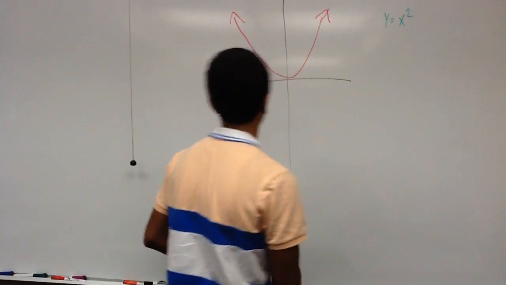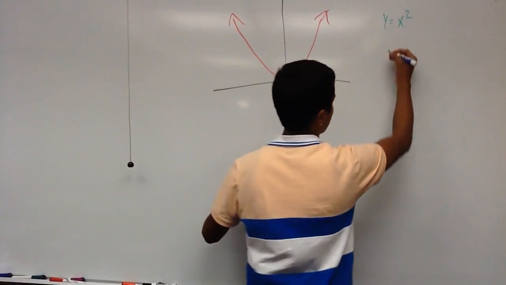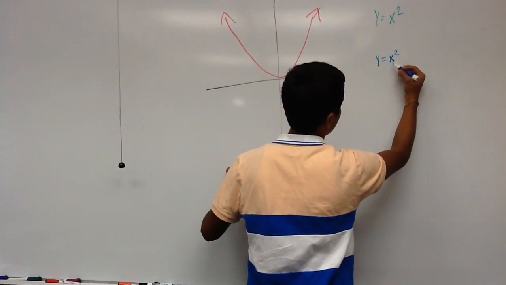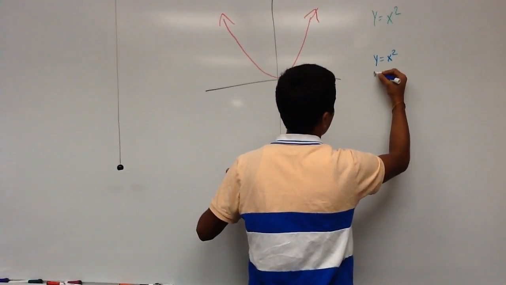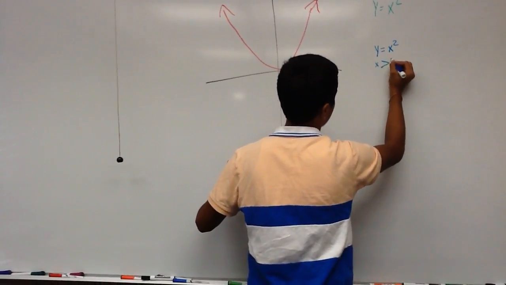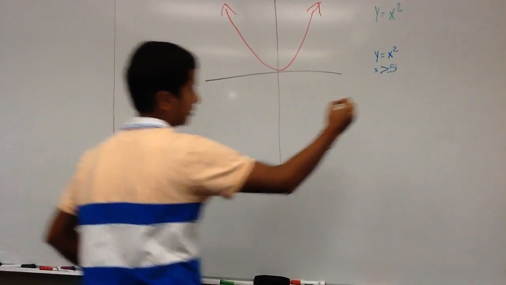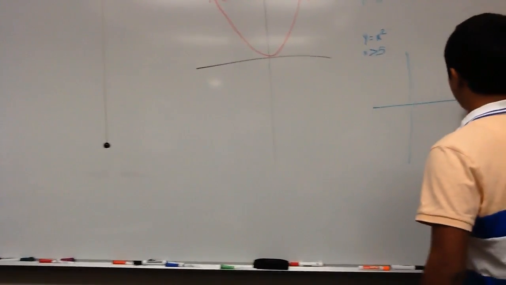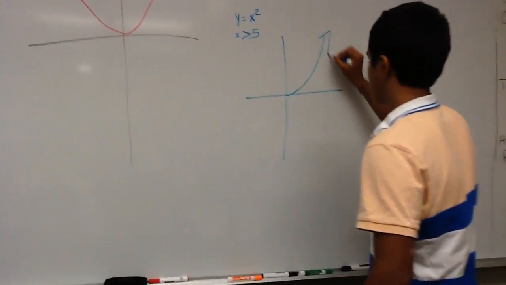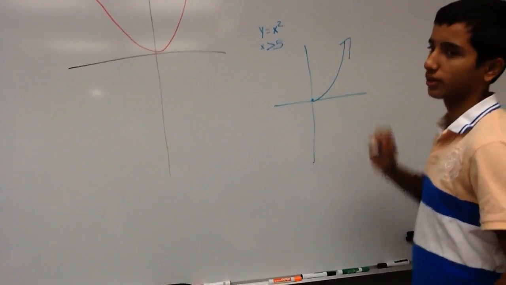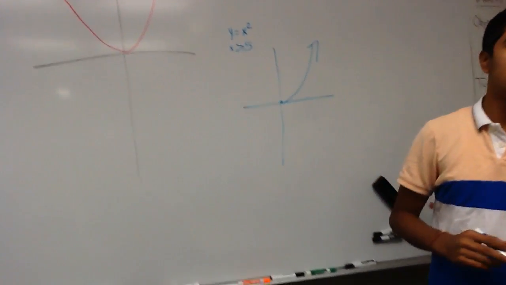A non-continuous graph would be, let's say the equation is y equals x squared, but let's just say x is only greater than 5. That would not be a continuous graph, as it would be, let's just draw it over here. It would only be over here. It's not going to continue, it's going to stop right here, but it's going to go over there, but it's going to stop right there. So it's not going to be a continuous graph.